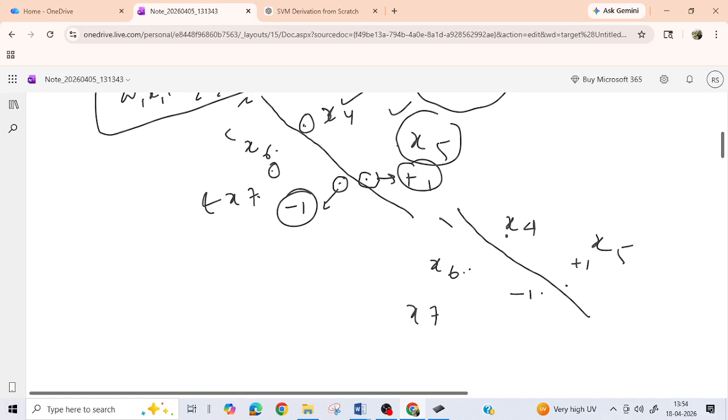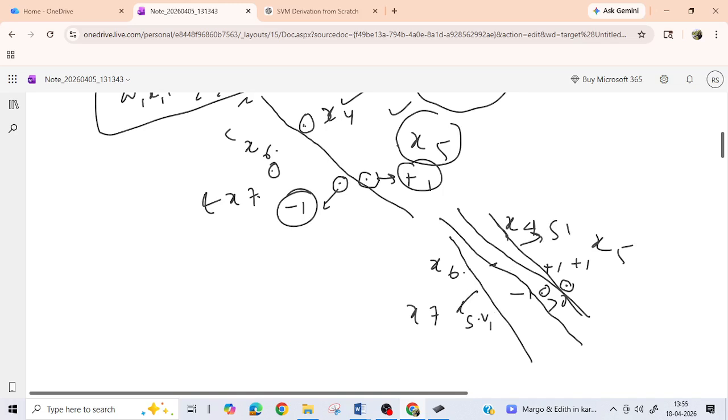But if this line is at the center, even if the point moved slightly from here to here, it would still be classified correctly. It would still say +1, because it would be greater than 0. So that's the entire point of having the decision boundary at the center of the support vectors. If these are the two lines, the line passing through support vector 1 and support vector 2, we want the decision boundary to be exactly in between these two, so that it is more robust.